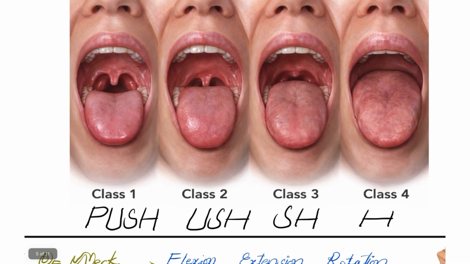palate. As you see in the image, class 1 is that all 4 structures are visible. It is PUSH. In class 2, only 3 structures are visible: uvula, soft palate, and hard palate, and pillars are not visible. While in class 3, only soft palate and hard palate are visible, while in class 4, only hard palate is visible. So in class 4, it is very difficult to pass the endotracheal tube. So you can just remember it by PUSH, USH, SH, H.